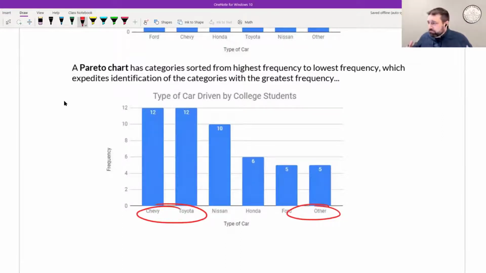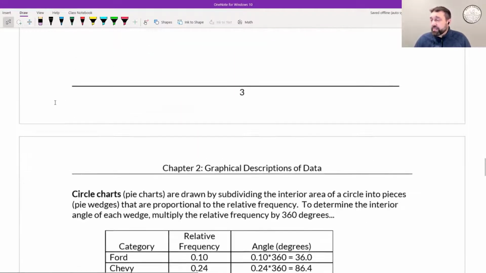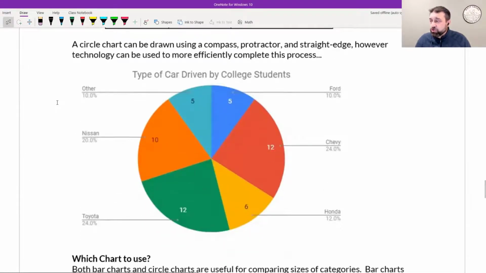So this was great. Bar graphs are wonderful for displaying information, but the one thing that they lack is the ability to compare the data to the whole. And that's where circle graphs or pie charts come into play.